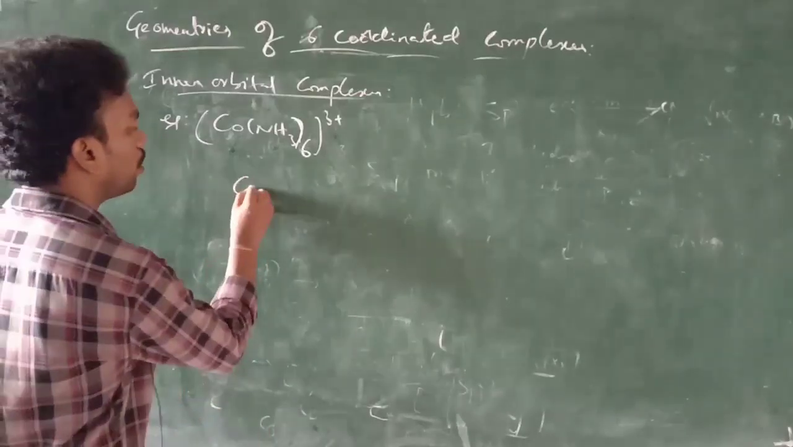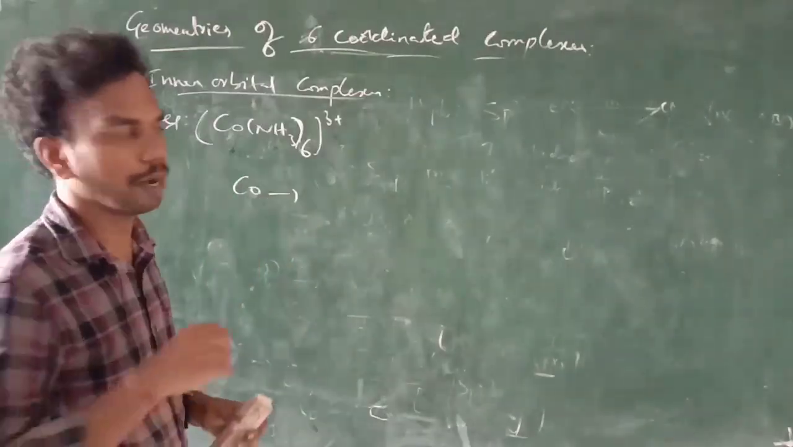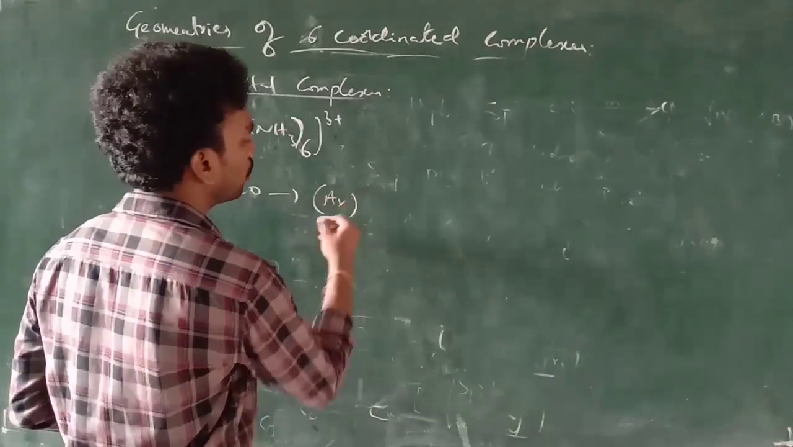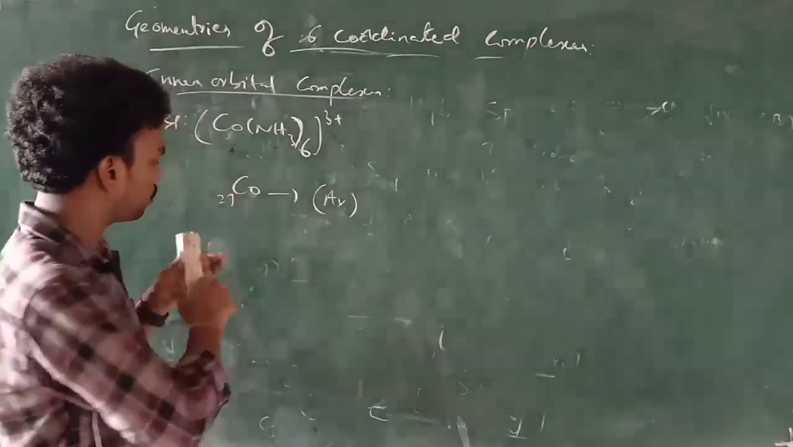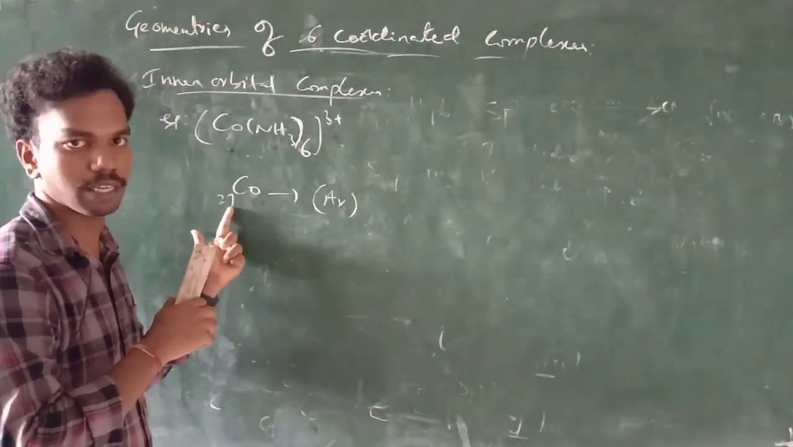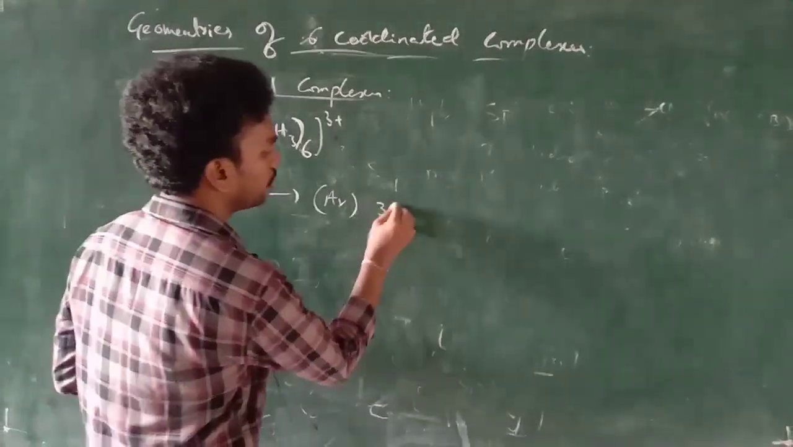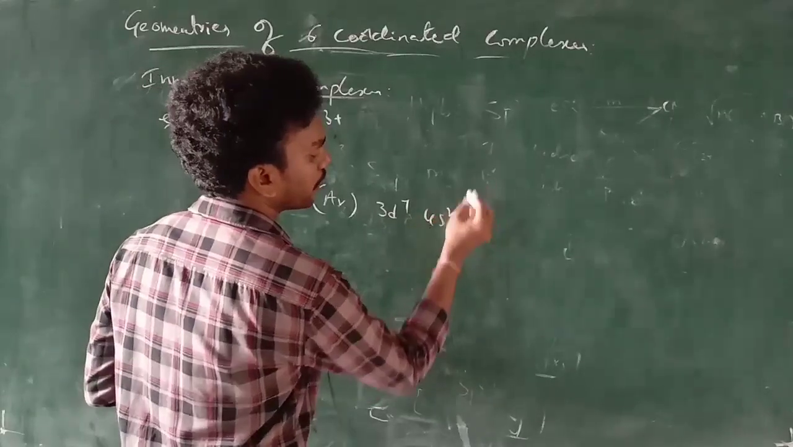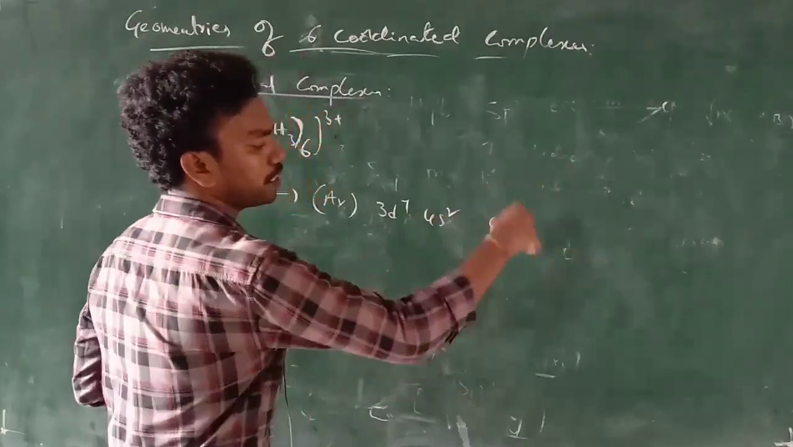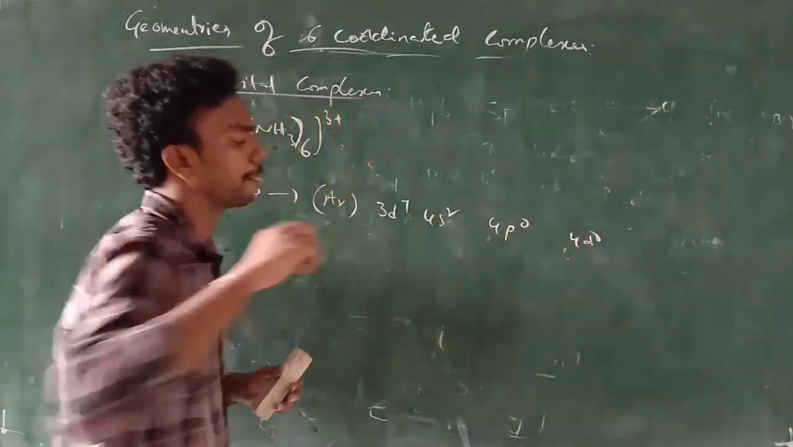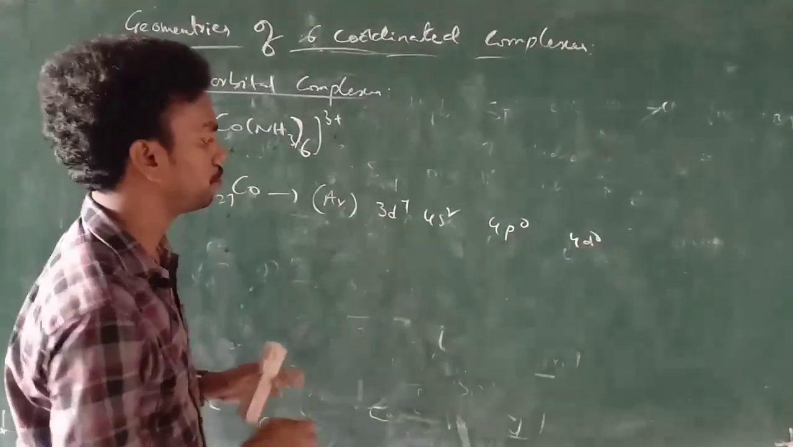First we write down the electronic configuration of cobalt. Cobalt is atomic number 27, so argon 3d7 4s2, and 4p0, 4d0. So 3d7 4s2, right.